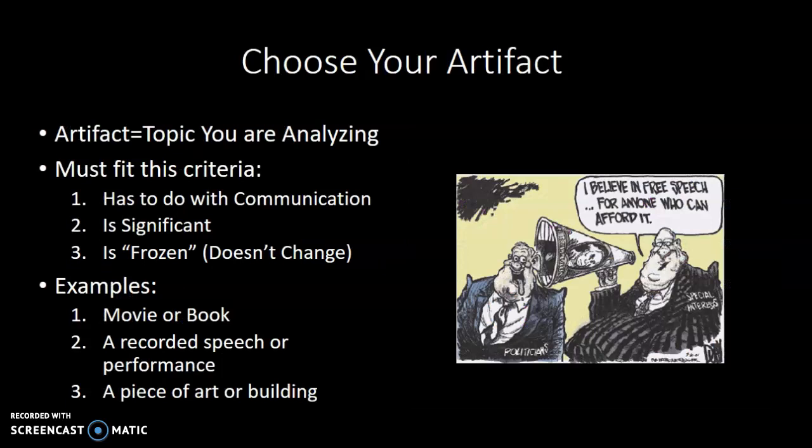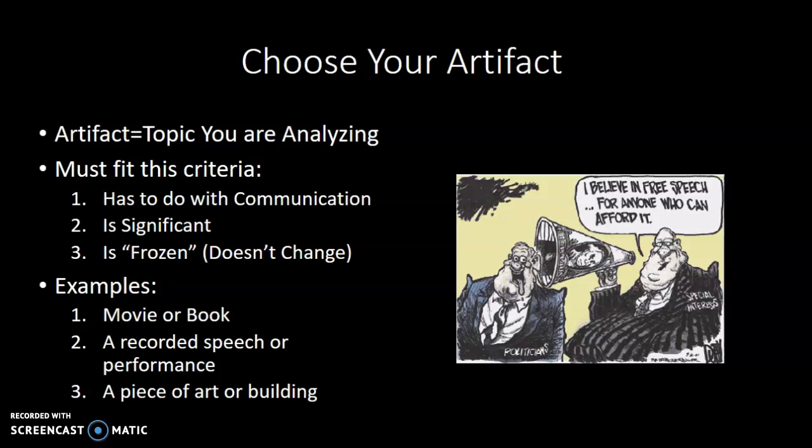So let's talk about choosing an artifact. The artifact is essentially the topic that you are analyzing. It must fit the following criteria. First, it has to do with communication. Second, it needs to be significant. And third, it is a frozen piece of communication, or it doesn't change. I'll explain. I think it's going to be easy for you to find something you're interested in analyzing that has to do with communication and is significant. Now, let me help you find categories of things that will work for this particular assignment.